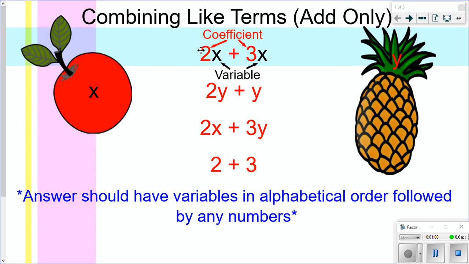If there is no number in front of the variable, then the coefficient is 1, and we don't write the 1. So if you look at the second example, you've got 2y plus y. That's the same thing as 2y plus 1y.